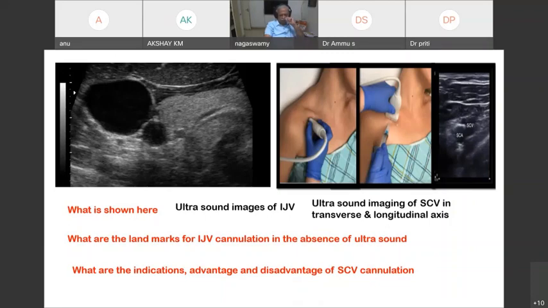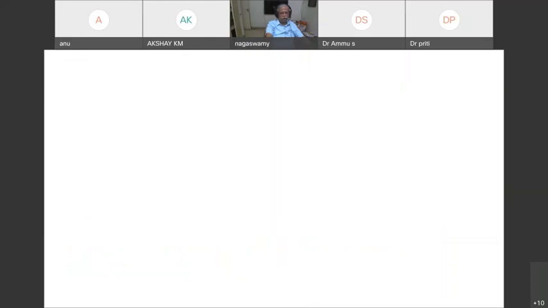But what are the dangers? Why is subclavian not commonly practiced? What are the complications you can produce? More chance of pneumothorax and hemorrhage. Hemorrhage is difficult to control. If you puncture the artery under the clavicle, you cannot apply compression. Whereas with IJV, even if you puncture the artery, you can apply compression for some time and stop the hemorrhage. Okay, so these are common things.